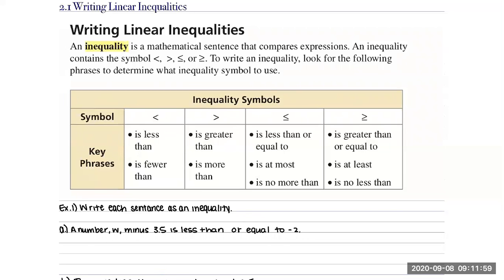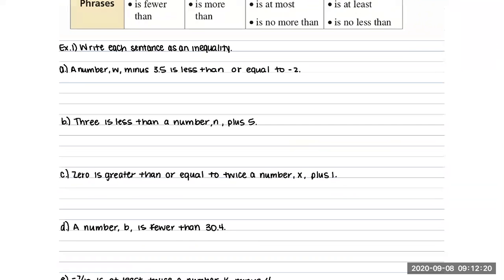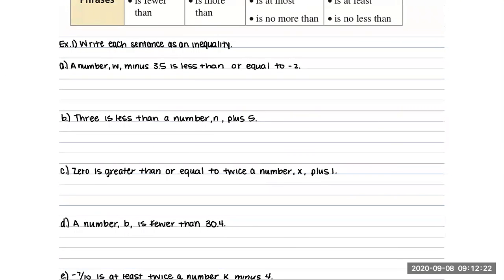For greater than, it's going to be "is greater than" or "is more than." When you are less than or equal to, you can also use "is at most" or "is no more than." And then with greater than or equal to, you can also use "is at least" or "is no less than." So getting into our first part of these notes, we are writing each sentence as an inequality.